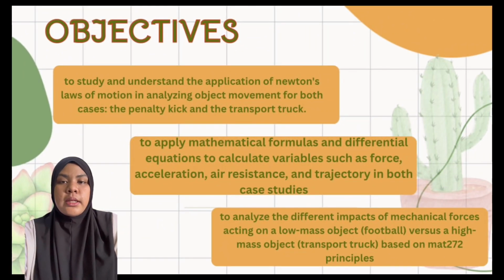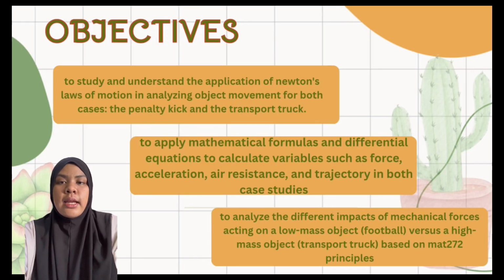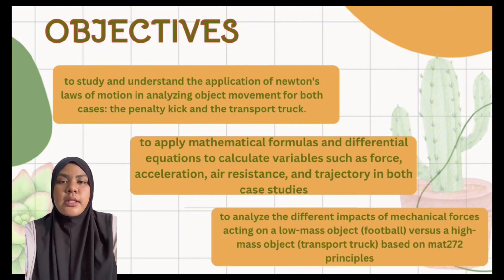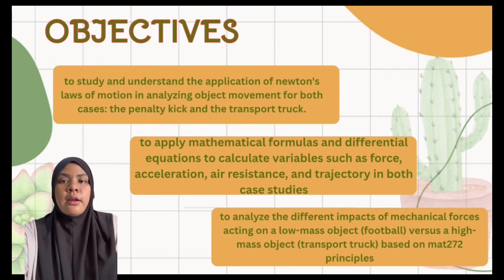Moving on to our project objective. We have three main goals for this study. First, we want to study and understand how Newton's laws of motion apply to two specific cases, a penalty kick and a transport truck. Second, we will use mathematical formulas and differential equations to calculate key variables. These include force, acceleration, resistance and trajectory for both case studies. Third, we aim to analyze how mechanical force impacts a low mass object like a football versus a high mass object like a transport truck, based on our MAT272 principles. In short, this project connects mathematical theory directly with real-world physical motion.